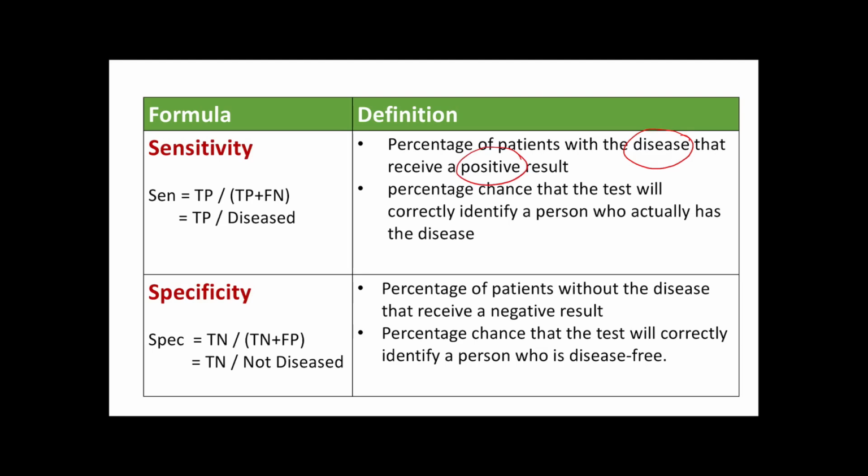How about specificity? Specificity refers to the percentage of patients without the disease that receive a negative result, and also the percentage chance that the test will correctly identify a person who is disease-free. That means it's the ability of the test to correctly identify those without the disease. So it's the true negative rate. And you have here the formula for sensitivity and specificity.